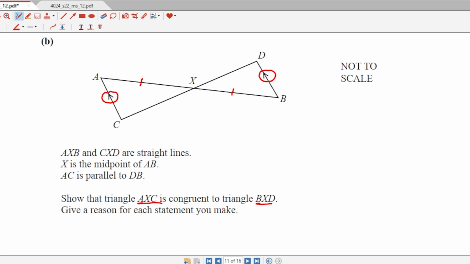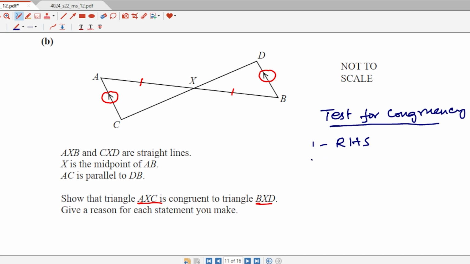AXC and BXD. How to show whether the triangles are congruent or not? There are some tests. There are 4 tests which are used to identify whether triangles are congruent. The tests for congruency: RHS, right angle, hypotenuse and side; SSS; SAS, side angle side; and ASA, angle side angle. If any one of the 4 tests is satisfied, then the given triangles are congruent. If none of the tests is satisfied, then the given triangles are not congruent.